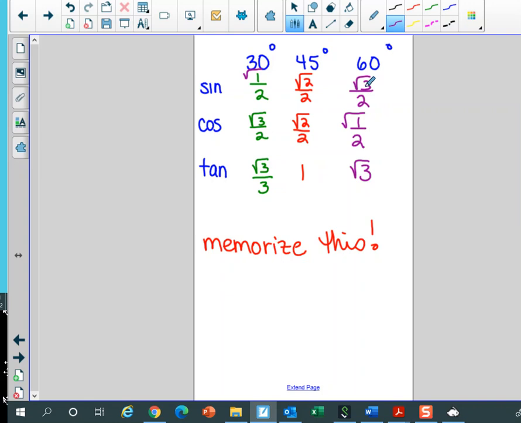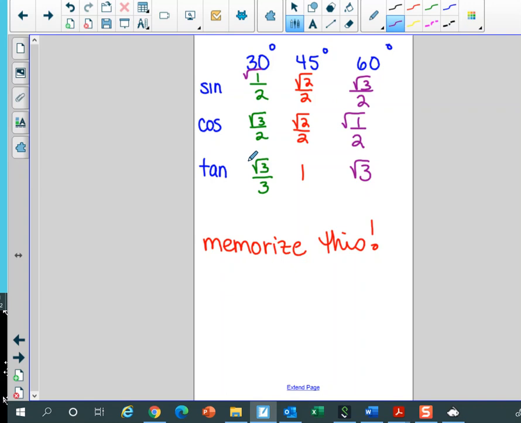Numerators have the roots. Denominators don't. The tangent row is probably the weakest in my pattern, but I think we can make it happen. If we know these, this is going to be big. It's going to take us into a lot of angles.